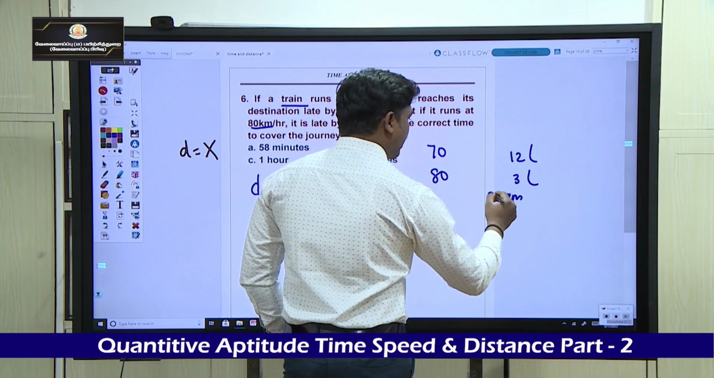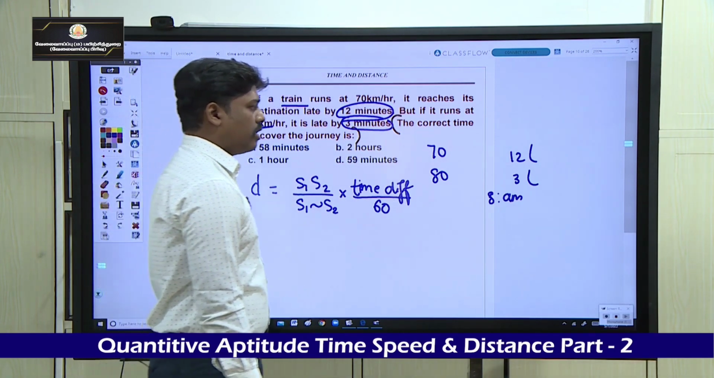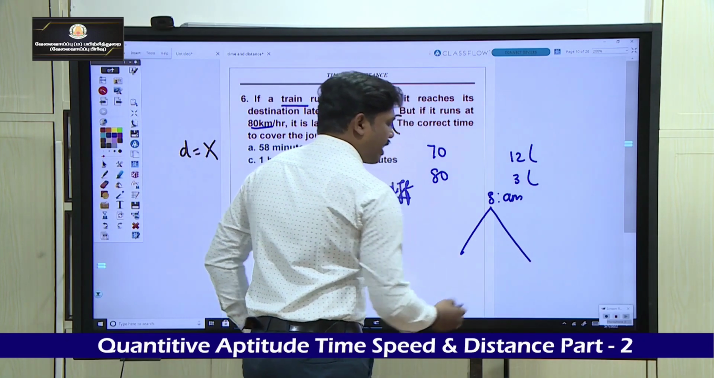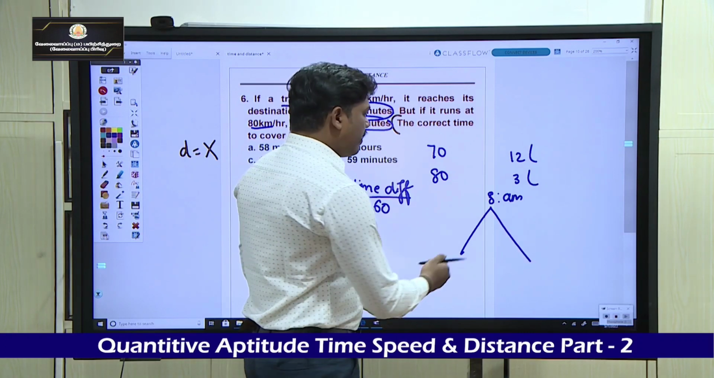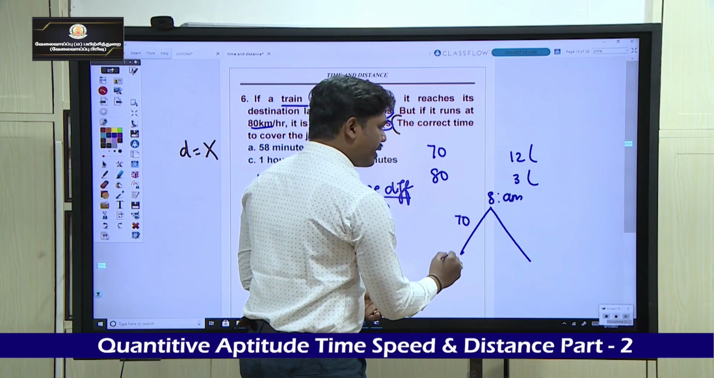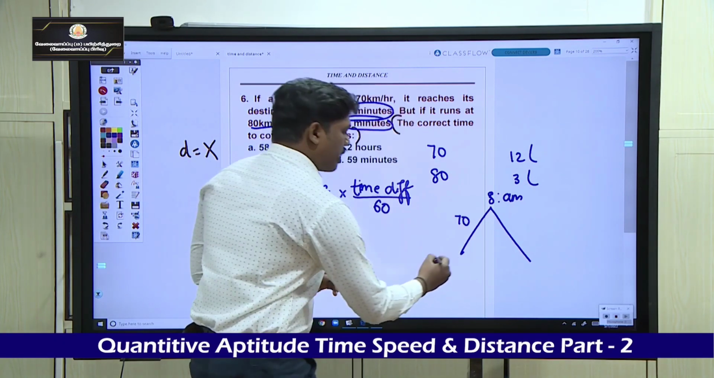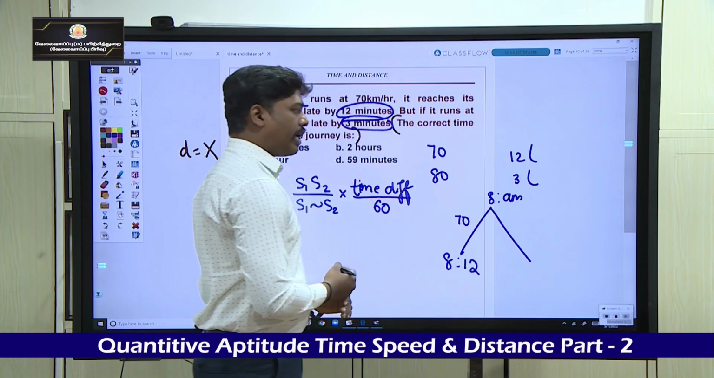So the correct time to reach is, for example, telling us 8 a.m. So the time to reach the destination is 8 a.m. Just assume. If it is running at 70 km per hour, it reaches the destination 12 minutes late. So it would reach at 8:12 a.m.